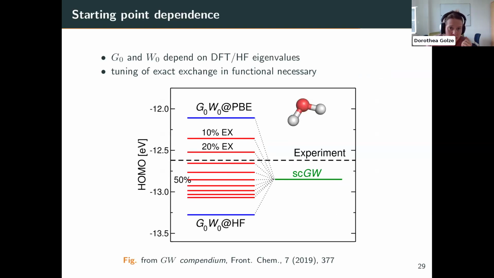Next point, the starting point dependence is very pronounced in G0W0, shown here for the water molecule and the HOMO energy. So we usually underestimate the ionization potential with an underlying PBE functional. With Hartree-Fock, we would overestimate. So there's a sweet spot usually when you use a functional with 20 to 30% of exact exchange. Then you basically get the result closest to experiment for molecules, right? So this is for molecules shown here.